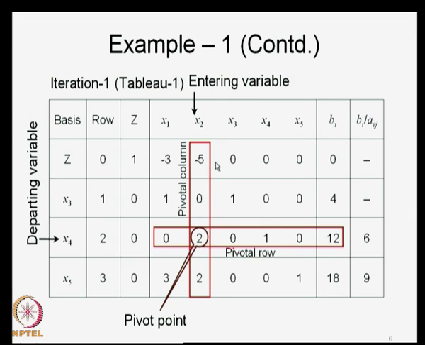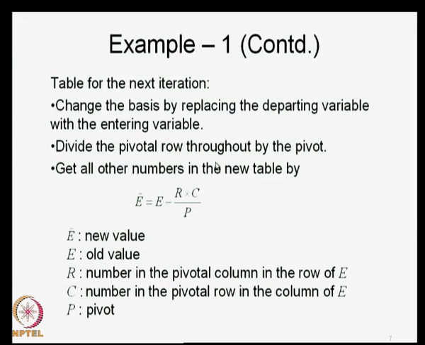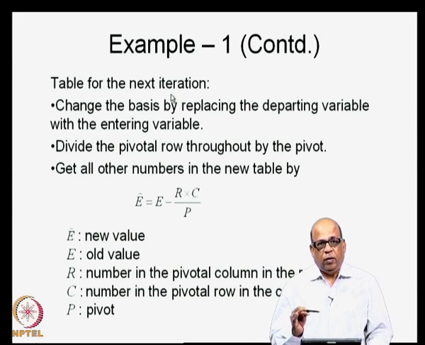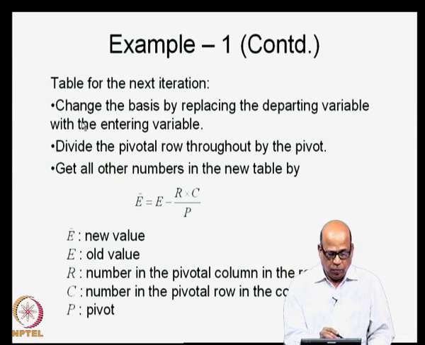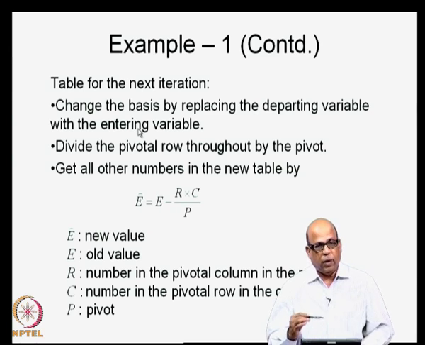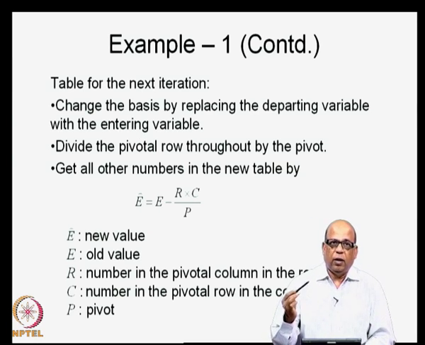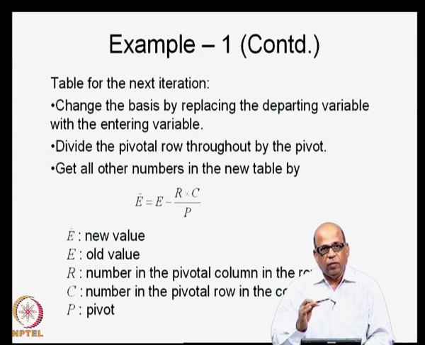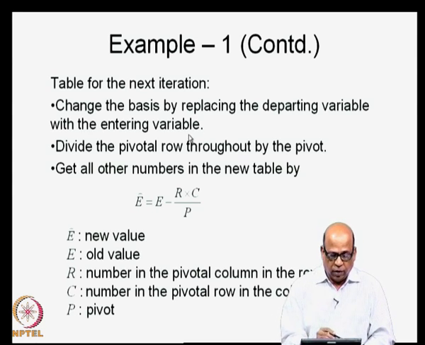Okay, let me explain it this way. We are now going to write the tableau for the next iteration. The first step is to change the basis by replacing the departing variable with the entering variable. In this case the departing variable was x4 and the entering variable was x2. So, we rewrite the basis by replacing the departing variable with the entering variable.